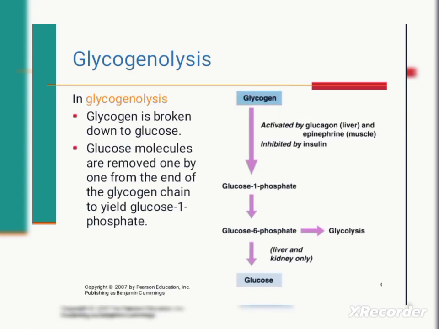Glycogenolysis. In glycogenolysis, glycogen is broken down to glucose. Glucose molecules are removed one by one from the end of the glycogen chain to yield glucose 1 phosphate. Here the glycogen breakdown is activated by glucagon in the liver and epinephrine in muscle, and inhibited by insulin. They are converted into glucose 1 phosphate, then glucose 6 phosphate. They may recycle into glycolysis, but only the liver and kidney make free glucose.